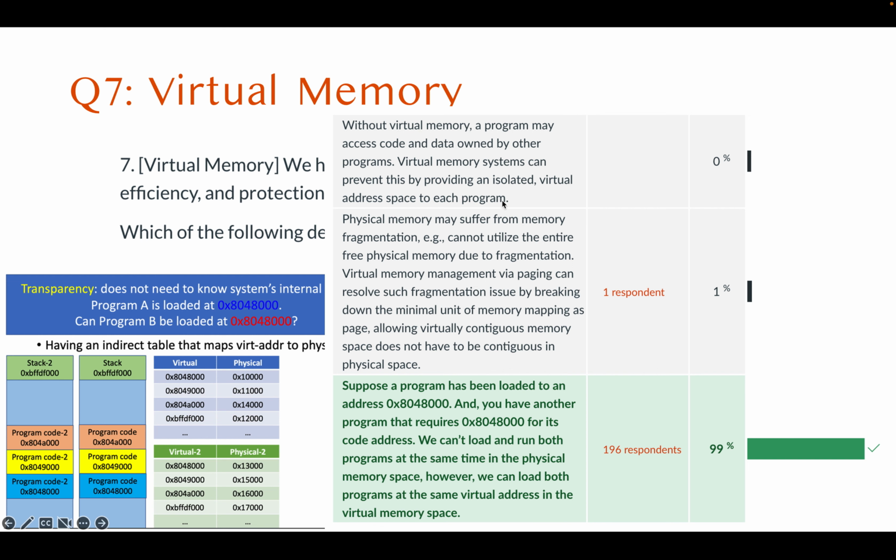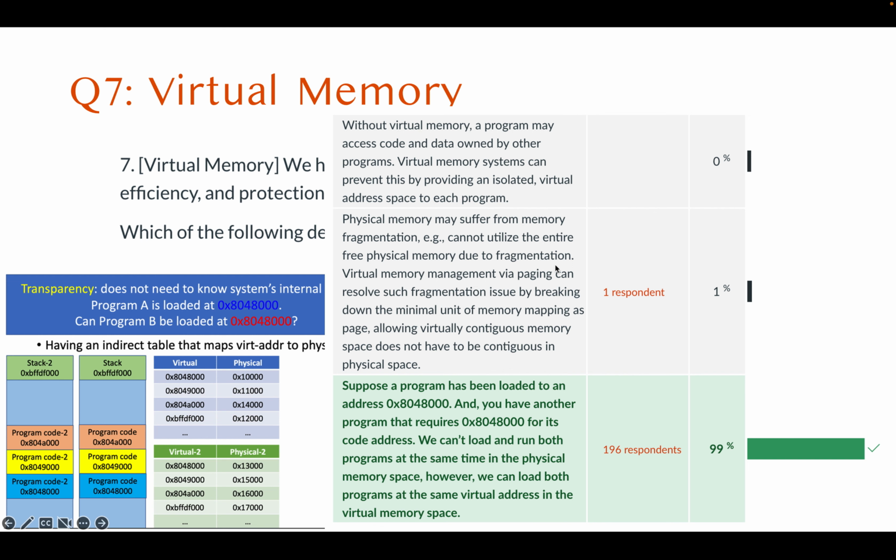So this description is more about the protection. It's not about the transparency at all, because it's telling about preventing isolation and that kind of concept. And the second description is about the efficiency: physical memory may suffer from memory fragmentation, cannot utilize the entire free physical memory due to fragmentation.